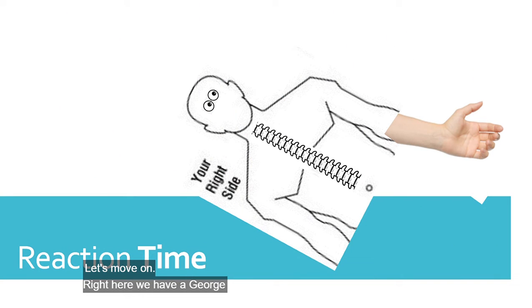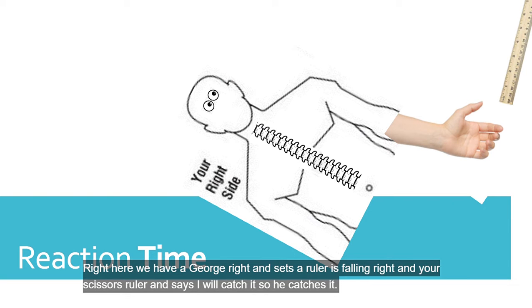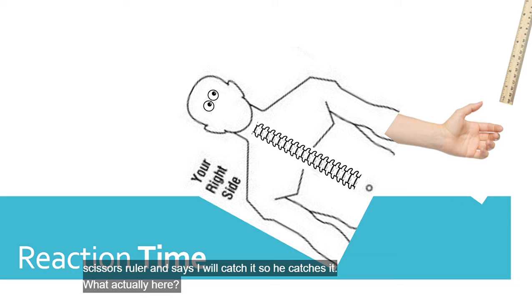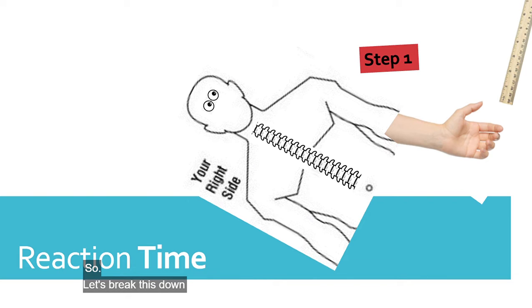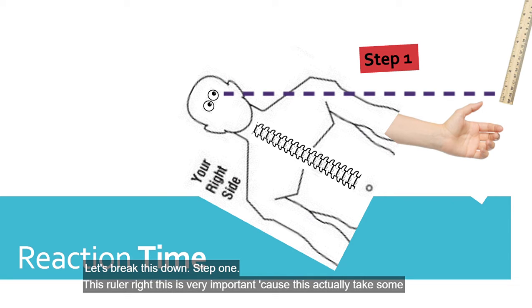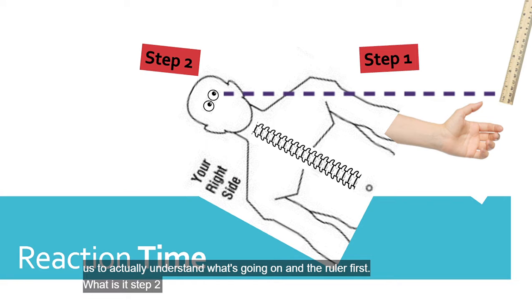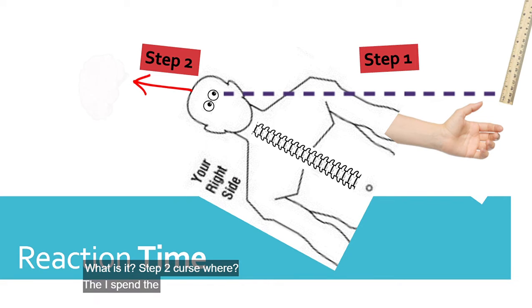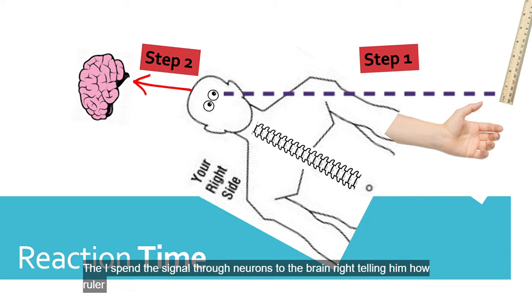So let's move on. So right here we have George, right? And let's say a ruler is falling, right? And George sees this ruler and says, I want to catch it. So he catches it. Well, what's actually going on here? And how long does this take? So let's break this down. Step 1. George sees the ruler, right? This is very important because this actually takes some time. George has to actually understand what's going on and actually see the ruler first. And when he sees it, step 2 occurs where the eyes send the signal through neurons to the brain, right? Telling him, oh, look, there's a ruler and it's falling.